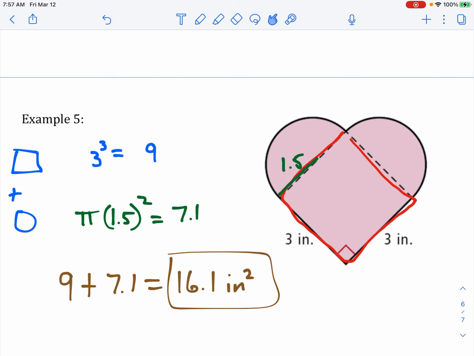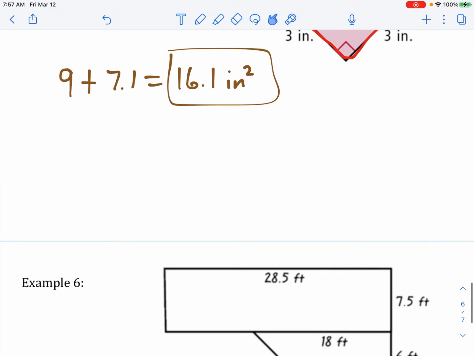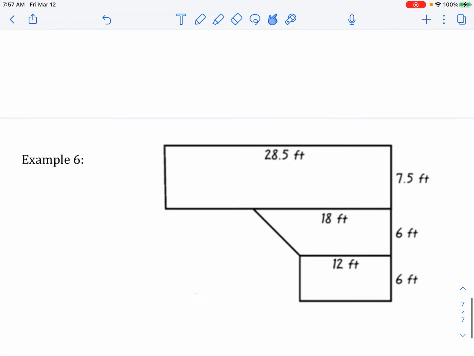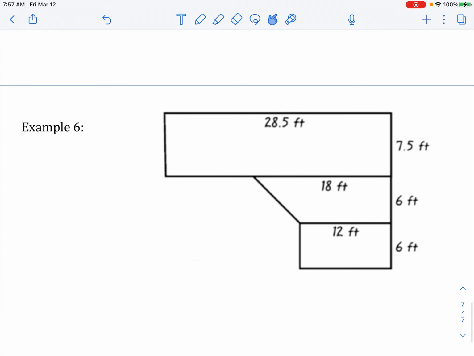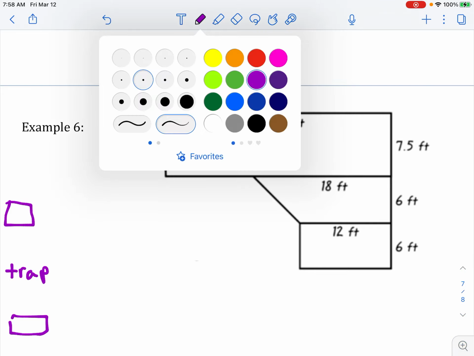Now we're going to go ahead and get into one more example, and then we'll get into some practice. Example 6 just has 3 shapes. When you look through this, I see 3 shapes in this picture. They're all clear, so it's going to be an addition problem. I'm actually going to redo that and scoot it down so that I have room. I see a rectangle, I see a trapezoid, and I see another rectangle. So these are the 3 shapes that I'm going to work with.